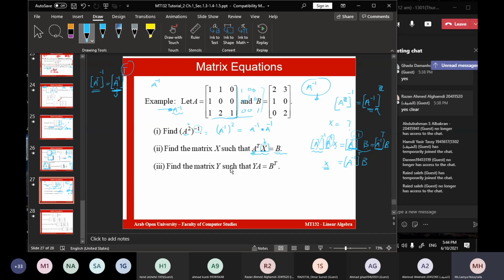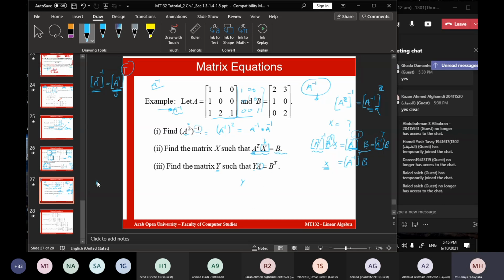Find the matrix Y such that Y times A equals B transpose. Find this matrix Y such that Y times A equals B transpose. Okay, how can I find it? What we need is the matrix Y equal to this times that. What I want is to get rid of this, I want Y on one side. And I know that the inverse exists. So I use the property. I multiply by A inverse, but from where?